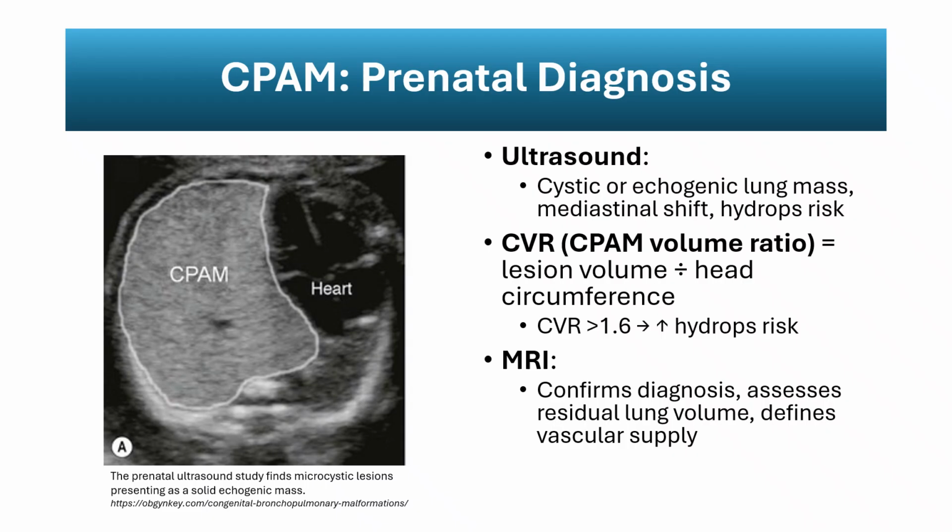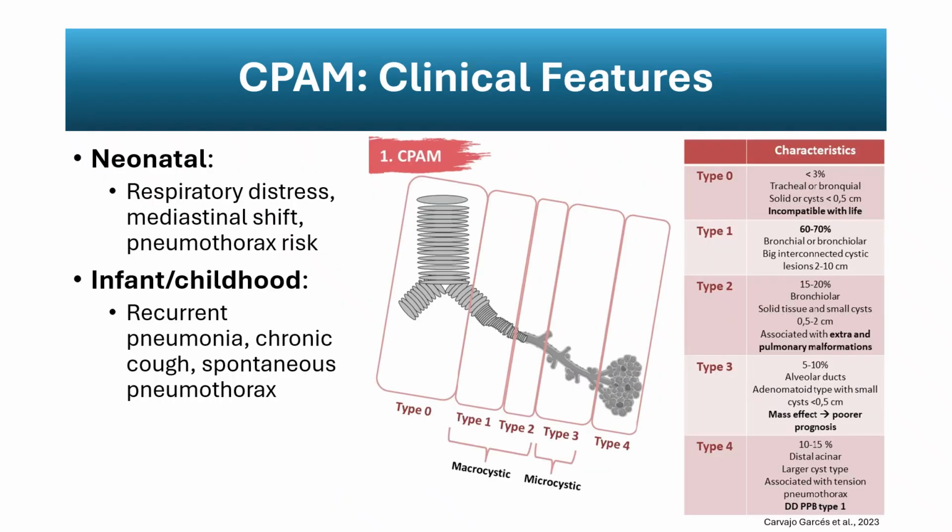Fetal MRI complements ultrasound by confirming the diagnosis, assessing residual lung volume, and defining the vascular supply, which is critical for planning delivery and postnatal management. Early detection allows for risk stratification, anticipatory preparation for respiratory support at birth, and planning of surgical intervention. Large or microcystic lesions that significantly compress normal lung tissue require careful monitoring and coordination with a multidisciplinary team to optimize outcomes.